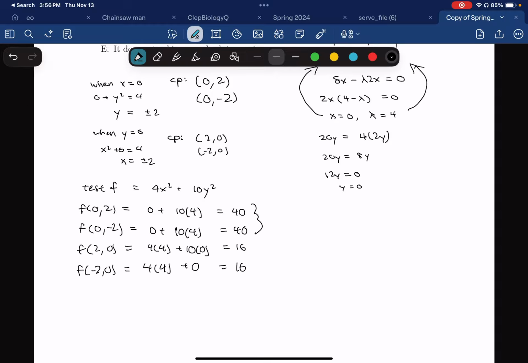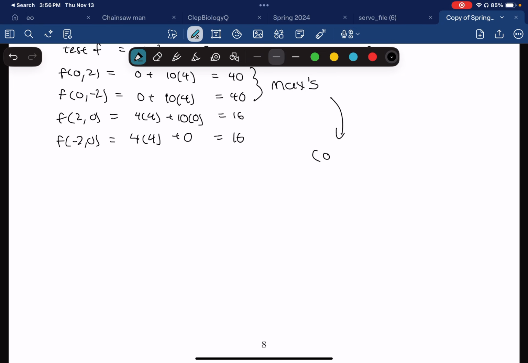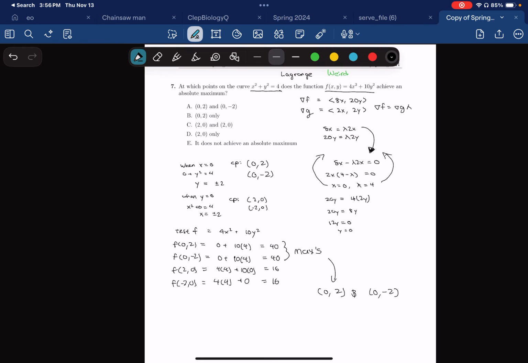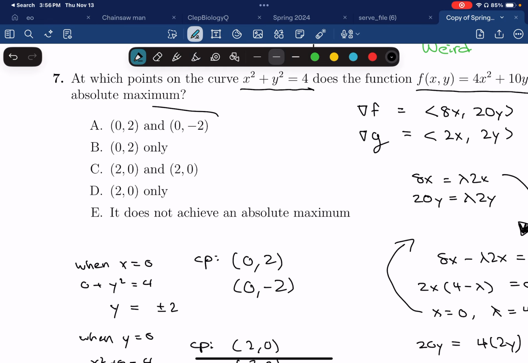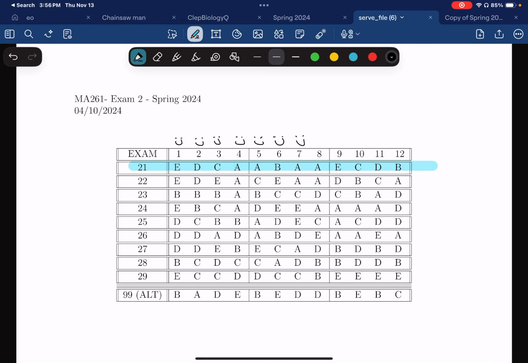So our two maxes occur at the points (0, 2) and (0, -2). In that case, our answer will be A. And that is our answer for number 7.